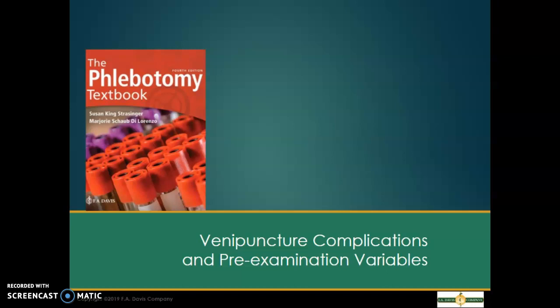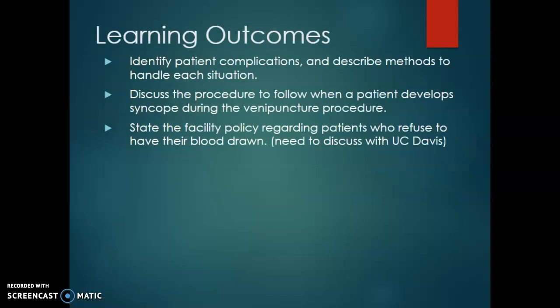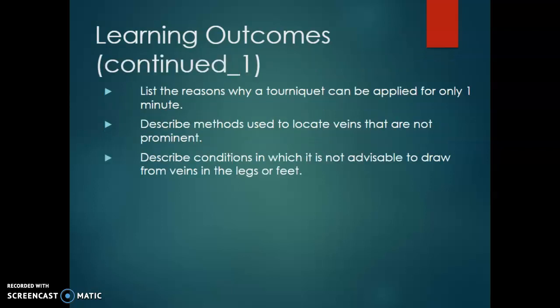Today, we are going to talk about venipuncture complications and pre-examination variables. As far as what we are going to learn out of this chapter, we need to identify what complications can occur and how we should handle each situation. And if the patient does have a reaction or complication, such as a syncope, or they pass out, what we should do in that state, and then how to handle reporting it.